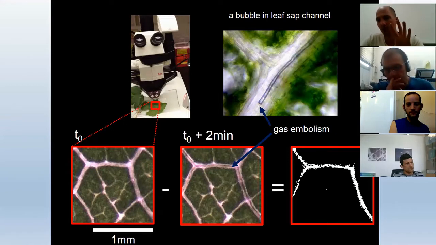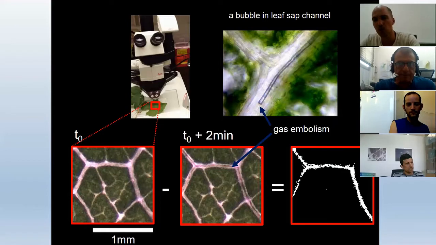What we are doing, not so zoomed in, we are looking at leaves and at some point, we see that the veins are becoming darker. You can see right here at the bottom an image and then an image after 2 minutes. On this image, you can see that there is a thin, darker line on the vein. That's because of cavitation. That's because a gas bubble appeared in this vein. And if we resolve this using image analysis, you'll realize where the cavitation is and when it occurred.